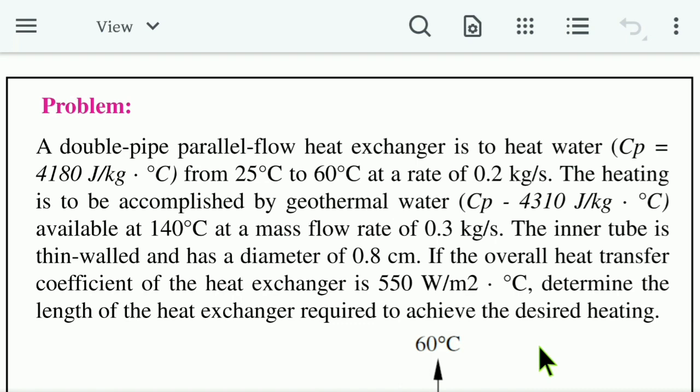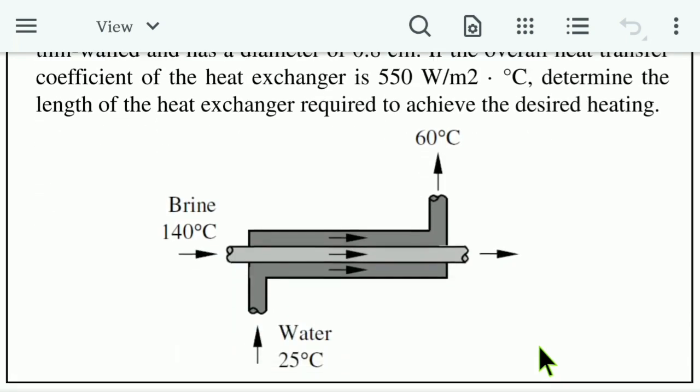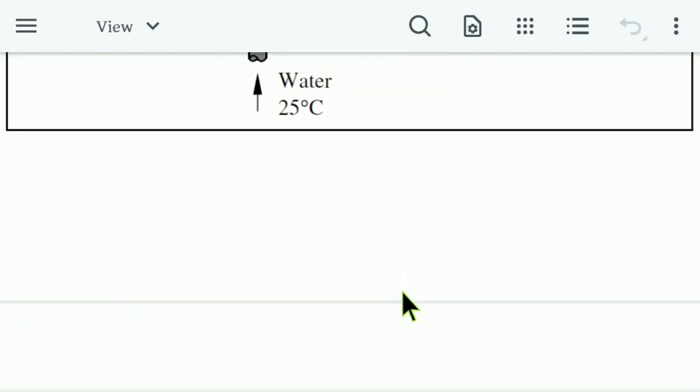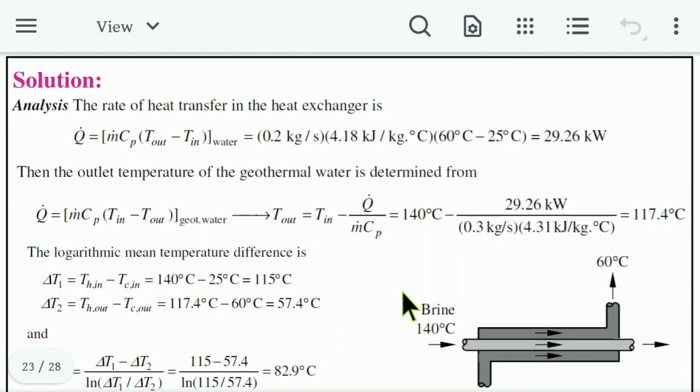second. The inner tube is thin walled and has a diameter of 0.8 centimeter. If the overall heat transfer coefficient of the heat exchanger is 550 watt per meter square degree Celsius, we have to determine the length of the heat exchanger required to achieve the desired heating. So there is a figure from this given information of this particular problem. Water 25 degrees Celsius, 60 degrees Celsius, here the temperature is 140 degrees Celsius. That is the solution of this problem.